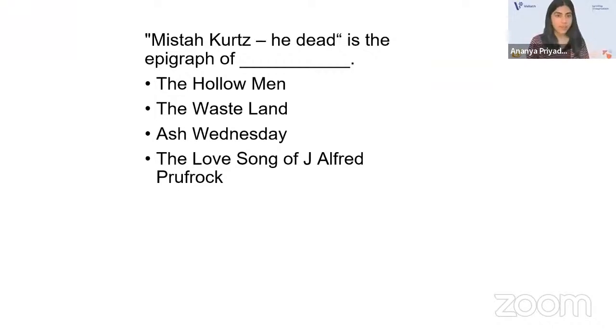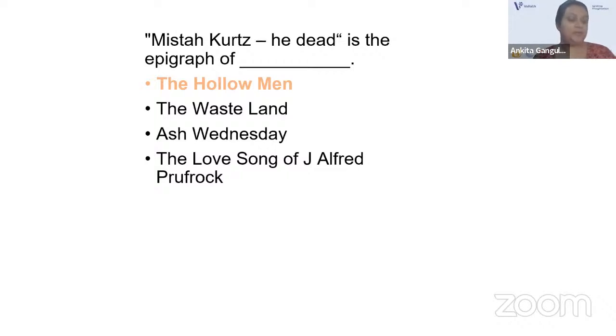Mr. Coetzee Dead. This is the epigraph of which work? Is it The Hollow Men, The Wasteland, Ash Wednesday, or The Love Song of J. Alfred Prufrock? Okay, so Mr. Coetzee Dead is a very famous epigraph of the poem The Hollow Men by T.S. Eliot. The Hollow Men is a poem by the modernist poet and writer T.S. Eliot. Like much of his work, its themes are overlapping and fragmentary, concerned with post-World War I Europe under the Treaty of Versailles, hopelessness, religious conversion, redemption, and, some critics argue, his failing marriage with Vivienne Haigh-Wood Eliot.